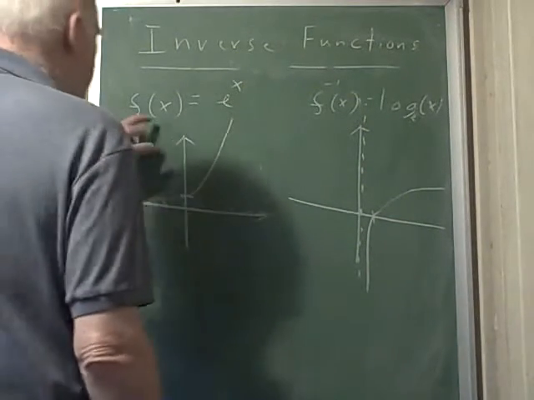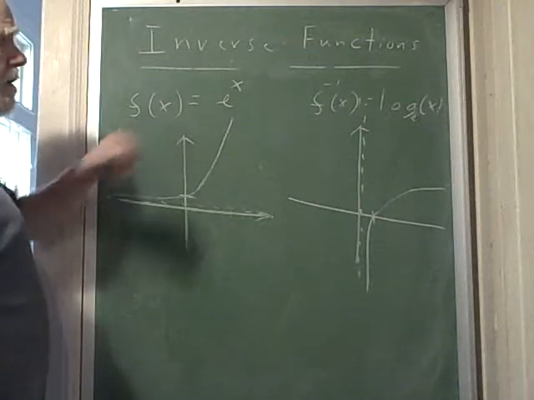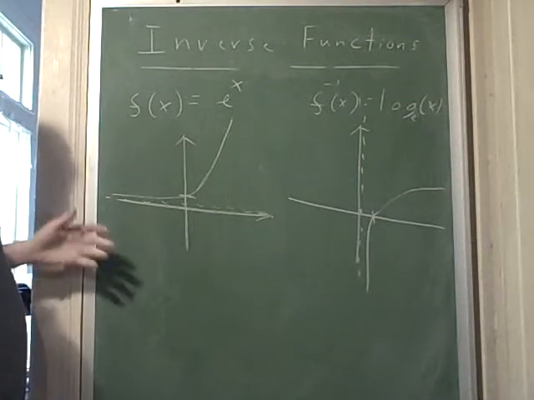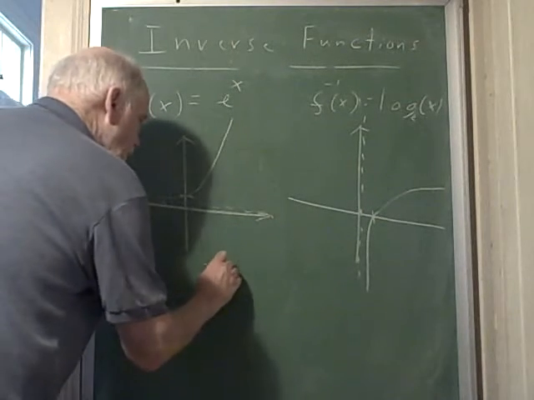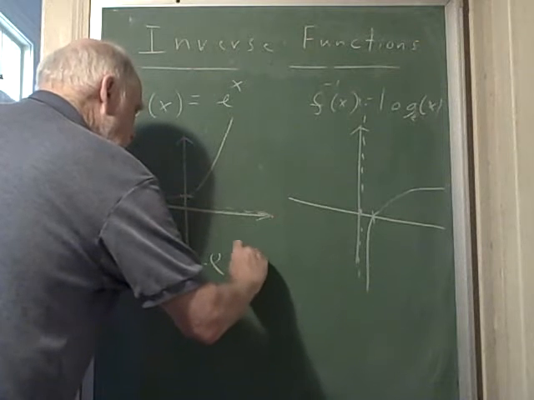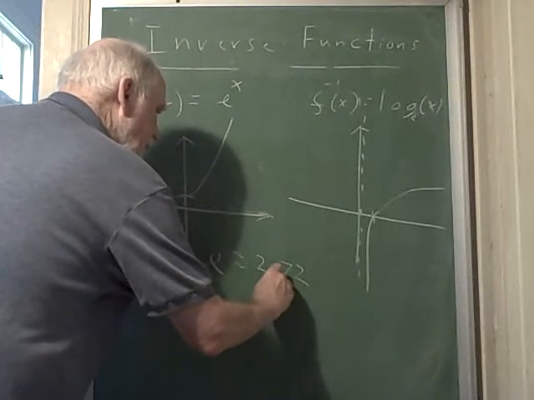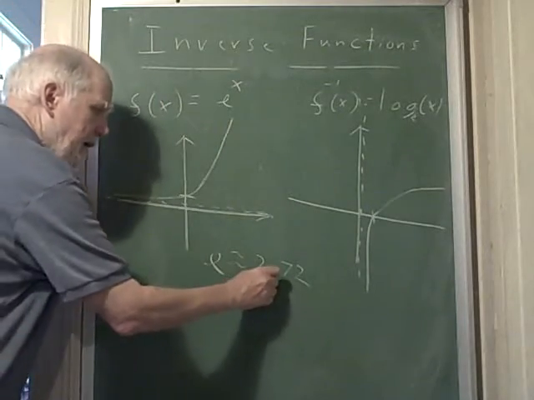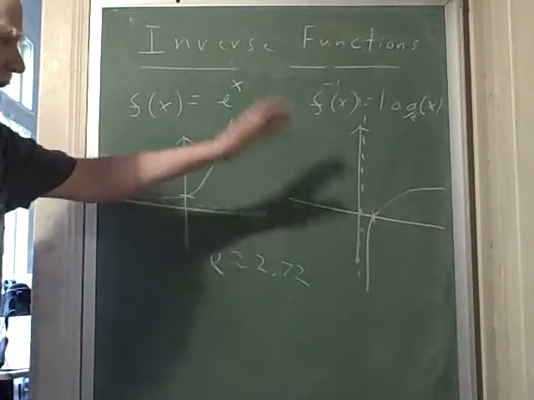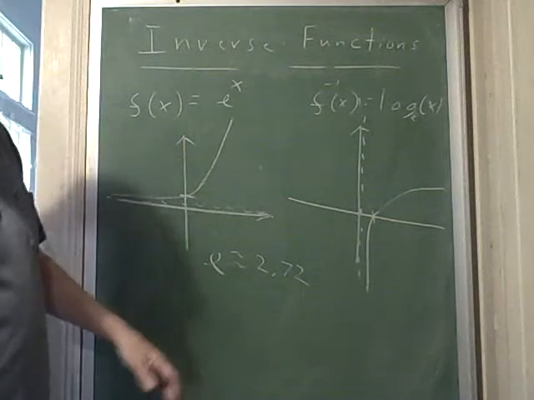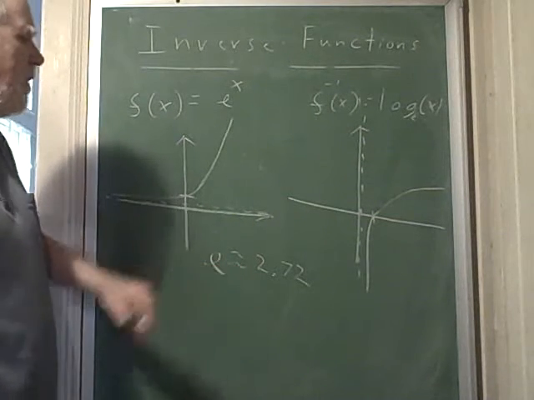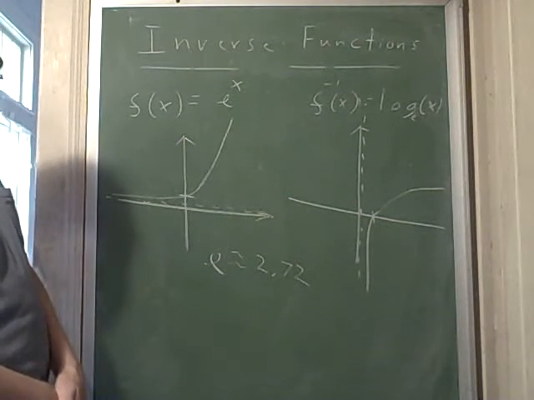Now here's a special base. f of x equals e to the x. And e is a transcendental number which is approximately 2.72. It's actually a non-repeating decimal like pi. You know, they say pi is 3.14, but it actually never repeats. It has a non-repeating decimal. And same with e. e is just a base.